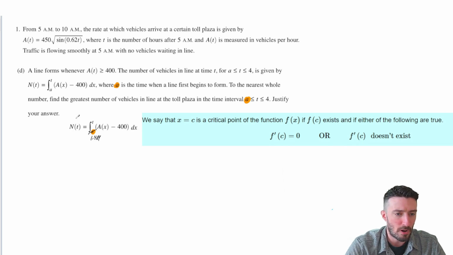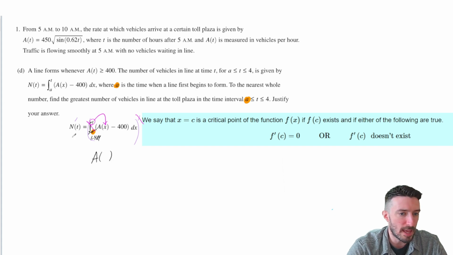So to figure out n prime, we need to take the derivative of both sides here. But that's actually one of the parts of the fundamental theorem of calculus. It essentially says that you can cancel out the integral with the derivative as long as you plug in this t where you see the x. So it's now going to be a of t minus 400, and that equals n prime of t.